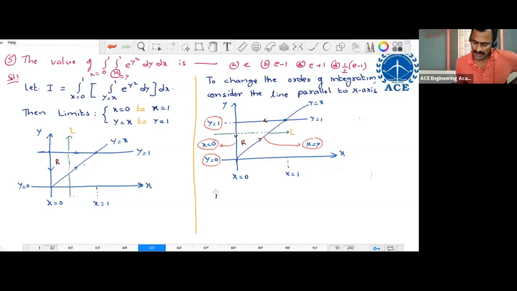The new limits are: y equal to 0 to y equal to 1, and x equal to 0 to x equal to y.